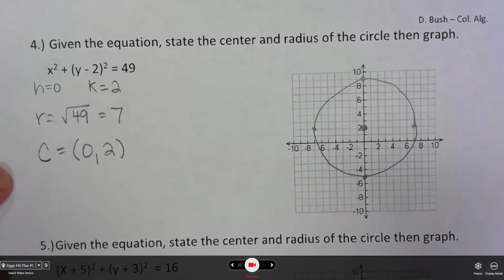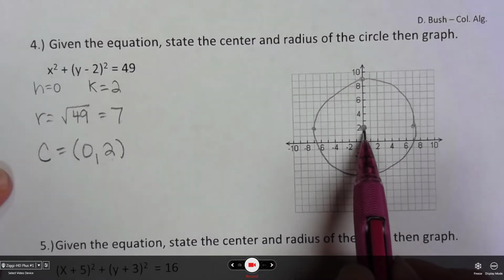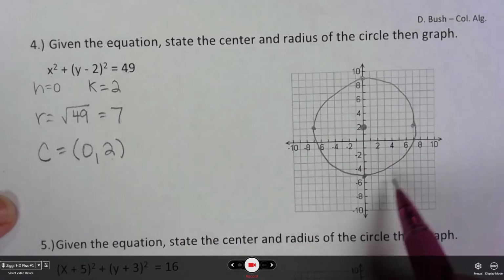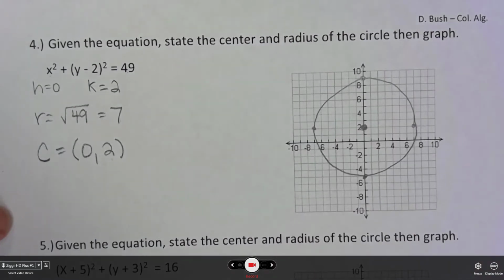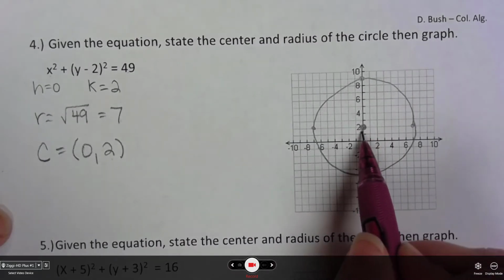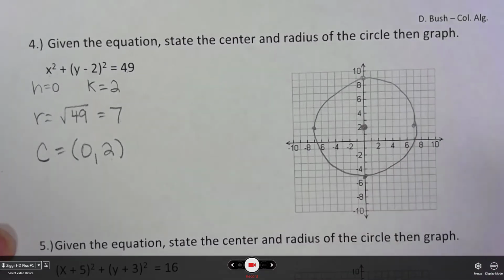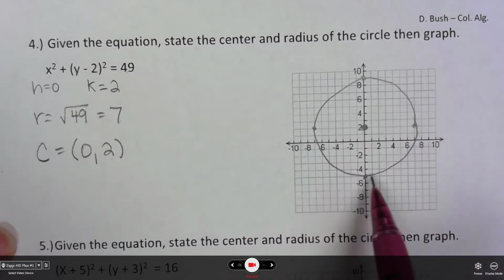All right, but what I'll be looking for is, do you have the center plotted correctly, and do you have the 4 points to make the outer edge? Are they in the correct spot? The correct center, and did you go the correct radius? So I'll be looking for all 4 of those points. All right, let's look at the next one.